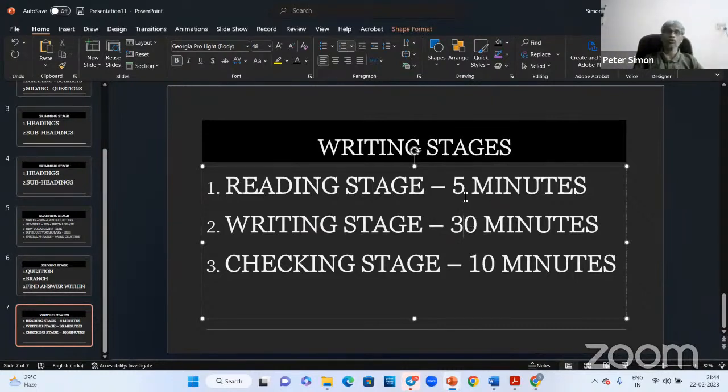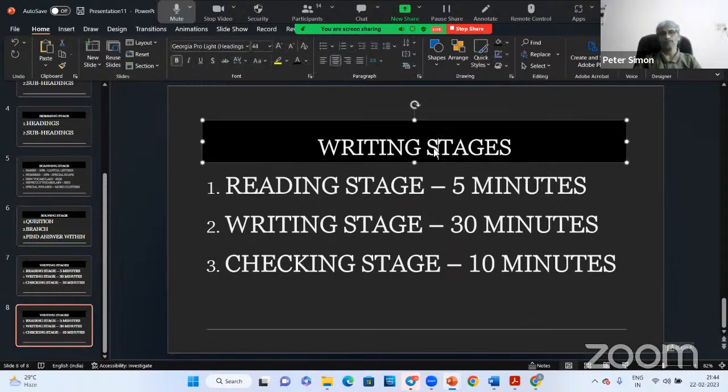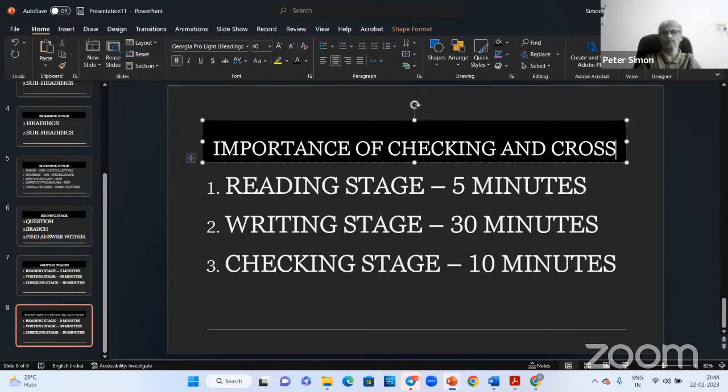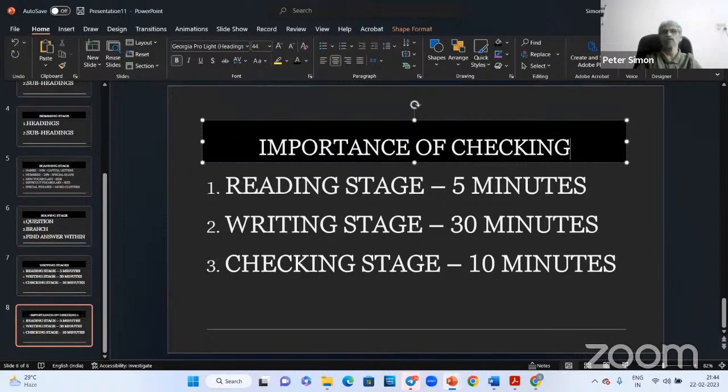So you have to understand. Many people don't do this checking. They don't have time. Sir, we did not have time to write only, sir. How can we check? So it's the importance of checking. You should know the importance, because this is the most important thing. That is why people fail in the exam. People fail because they don't check. Importance of checking and cross-checking, double-checking. Okay, whatever it is, this is enough.